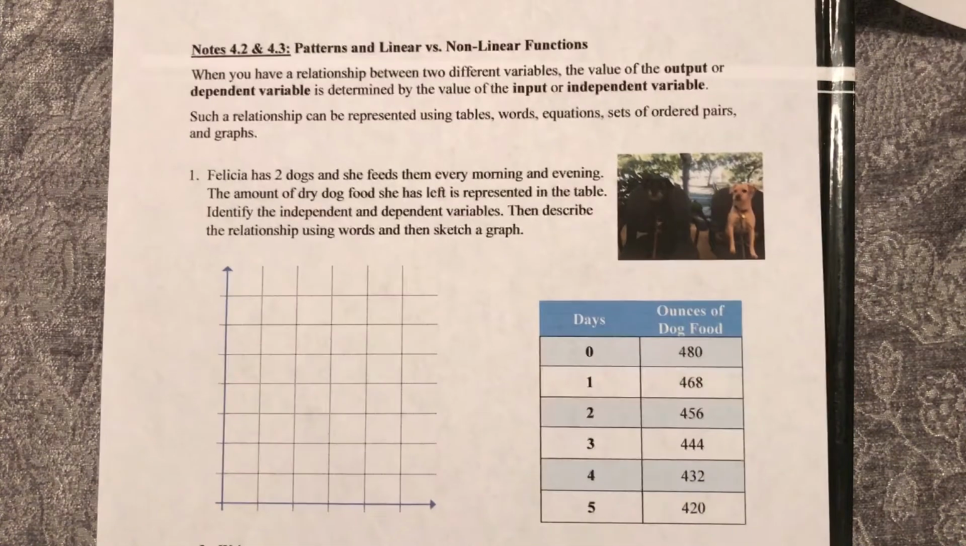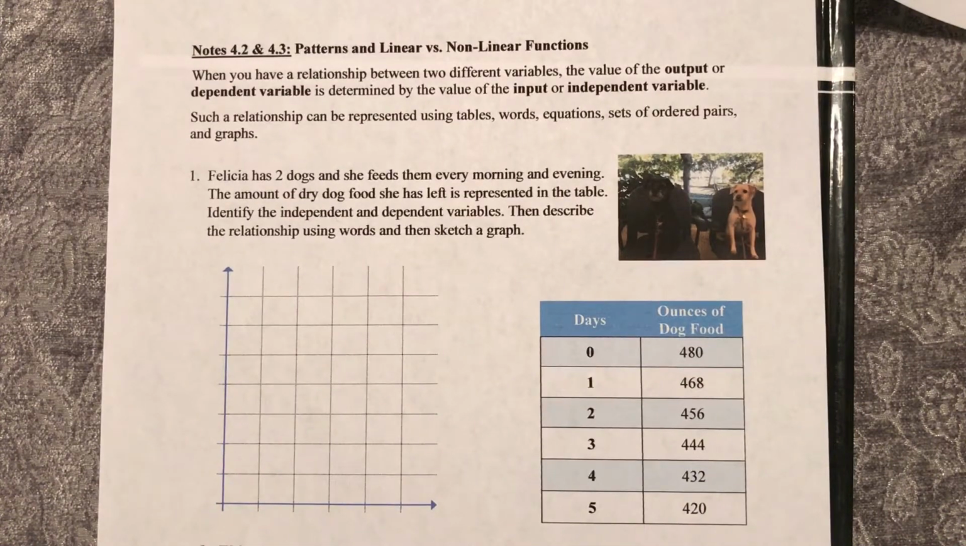So let's see an example. Felicia has 2 dogs and she feeds them every morning and every evening. The amount of dry food she has left is represented in the table. Identify the independent and dependent variables and then describe the relationship using words and then sketch a graph.